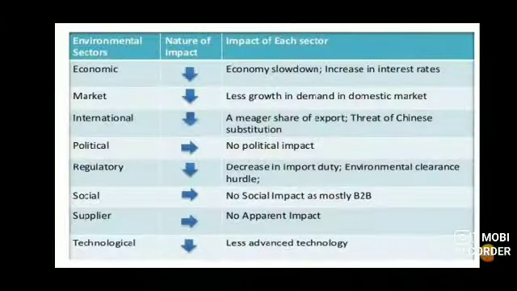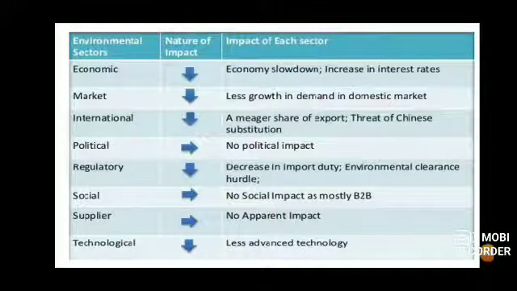Now, talking about the impact of different sectors, we are going to talk about the different environmental sectors, the nature of the impact and the impact of each sector. Talking about the first one, that is the economic. If the impact is economic slowdown or there is an increase in the interest rates, obviously the economy is going downwards, right? The economy is falling down. Next we have market. When you have less growth of demand in the domestic market, it's but obvious that the market sector is going downwards. Since you have no demand, you will have to ultimately cut short your supply as well, and hence the marketing strategies would be failing at some point or the other.